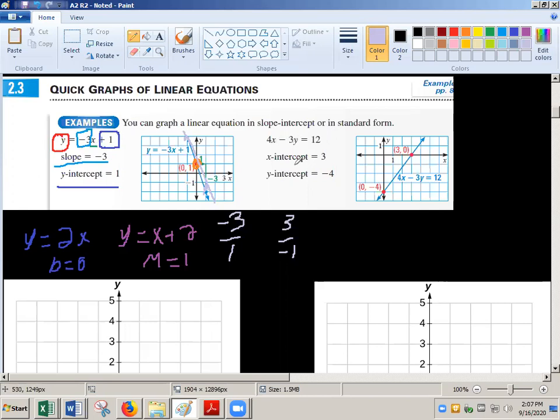If I have an equation in the format that looks more like this, you can just find your x-intercept and your y-intercept and graph like that, but you can also convert this into slope-intercept form. To do so, to get y by itself here, I would say let's just subtract off 4x. So now I have -3y equals -4x plus 12. Next move is to divide by -3.